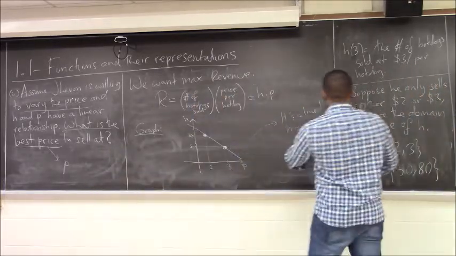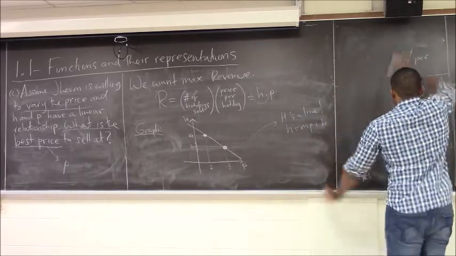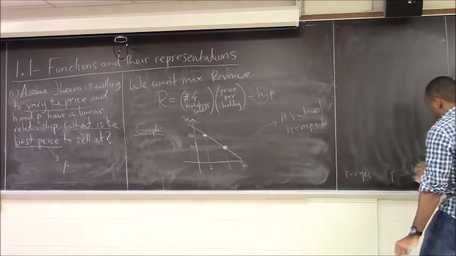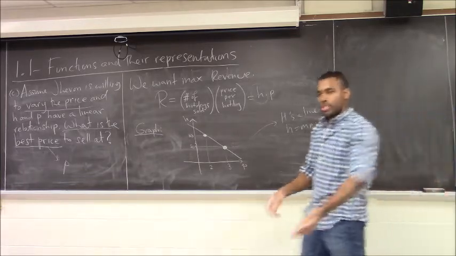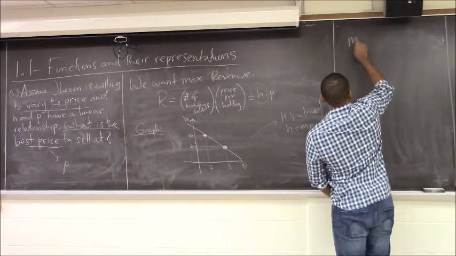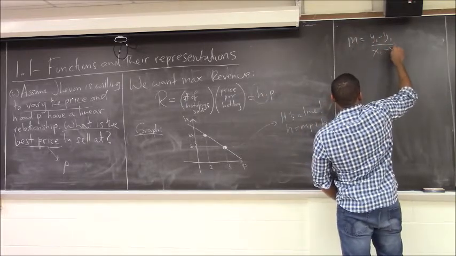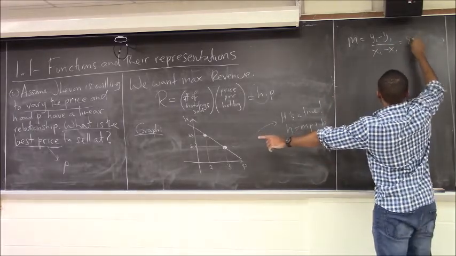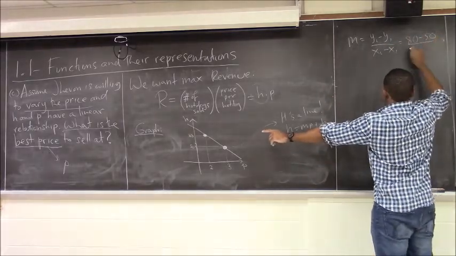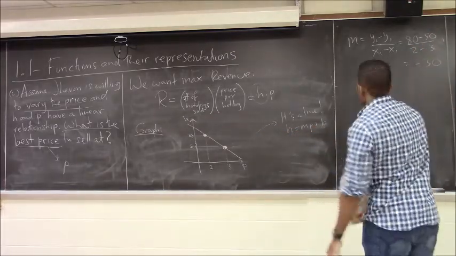M is the slope. How do we find the slope of a straight line? Change in y over change in x, rise over run, or y2 minus y1 over x2 minus x1. So m is going to be y2 minus y1 over x2 minus x1. In this case, we can say that's 80 minus 50 over 2 minus 3, and that's negative 30.